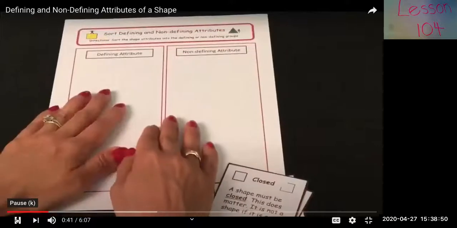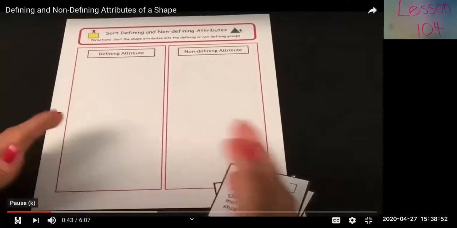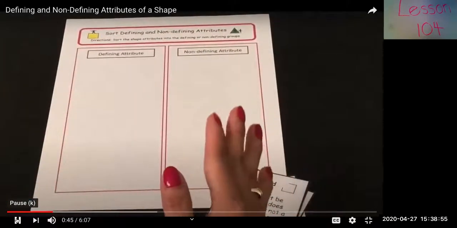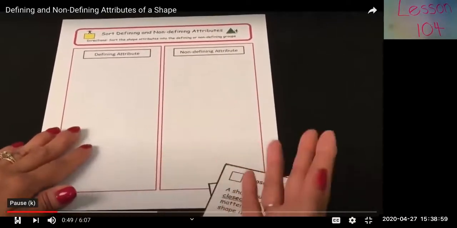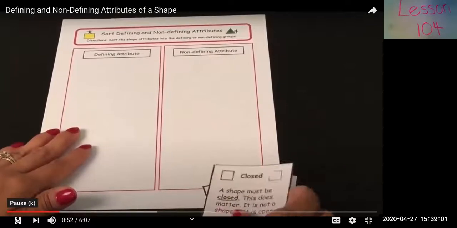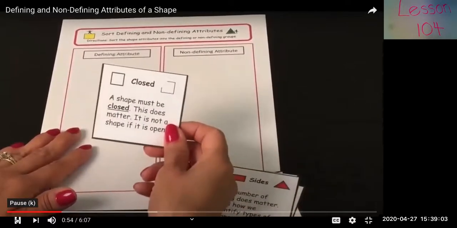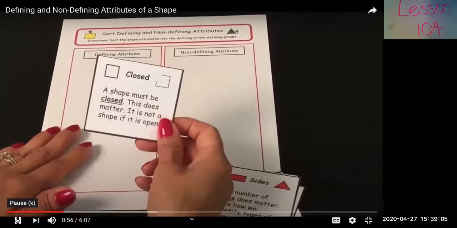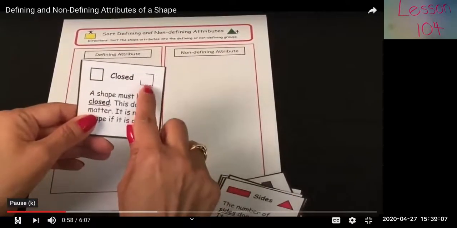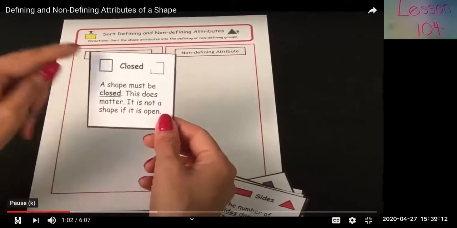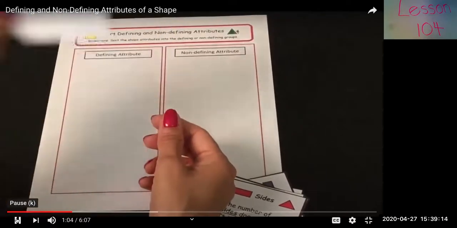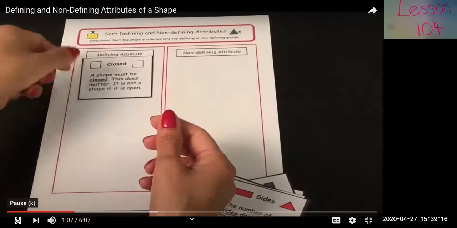Okay, so the first thing we're going to look at is defining attributes. Now, like I said, these are attributes that do matter. Shapes have to have these characteristics or traits in order to be called a shape. So the first one we're going to look at is closed, okay? A shape must be closed. If it's open like this one, then it's not considered a shape. So a defining attribute is that the shape is closed. This matters, okay? So it's a defining attribute.